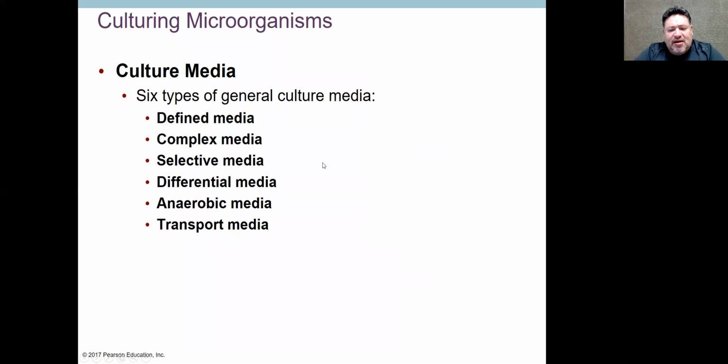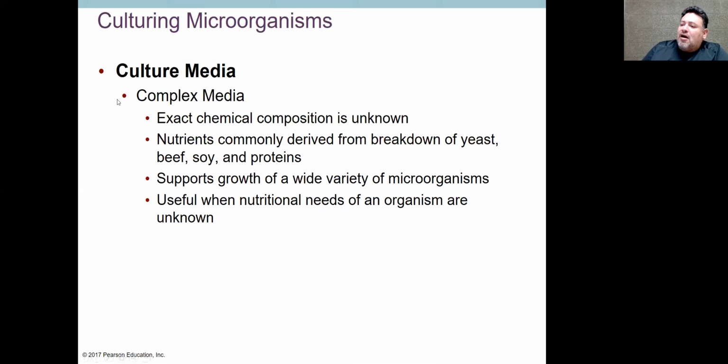These are the types of media that we deal with. Let's just get started here. Complex media. If you have a petri dish and we cannot describe to somebody exactly what's in that petri dish, such as you can't say, well, it's got glucose, it's got salt, it has potassium sulfate and potassium disulfate, if you cannot list chemically what's inside a media, then we call that complex.